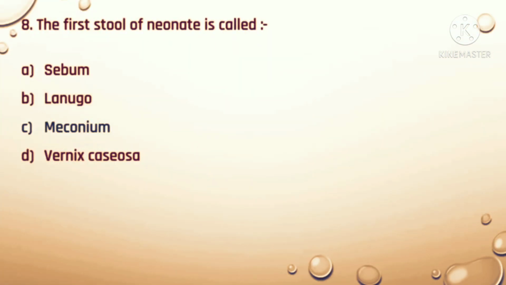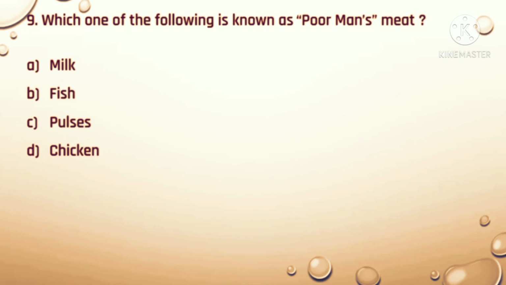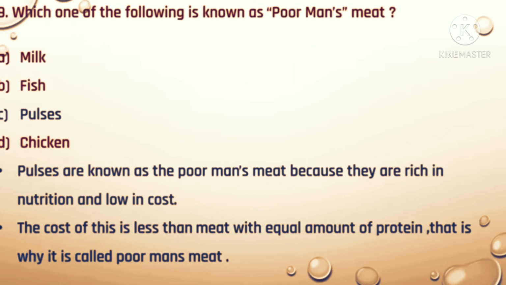Normal newborn human babies, we observe this Vernix caseosa. So the right option here is Meconium. It is the first stool of the neonate, and usually it is green or dark black in color. Next question, which one of the following is known as poor man's meat? Option A, milk, B, fish, C, pulses, and D, chicken. The answer here is pulses.